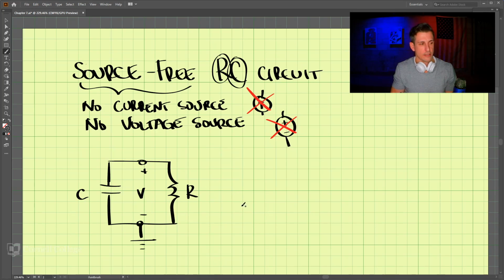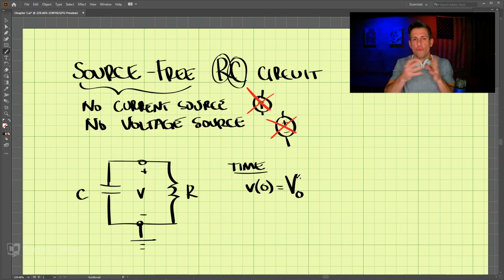So let's take a look at this. And when we include time, we are going to say that the voltage at time 0 seconds is equal to V naught. That is just our initial voltage here. So the voltage at time 0 is V naught.